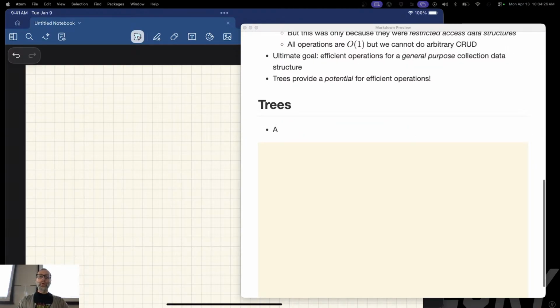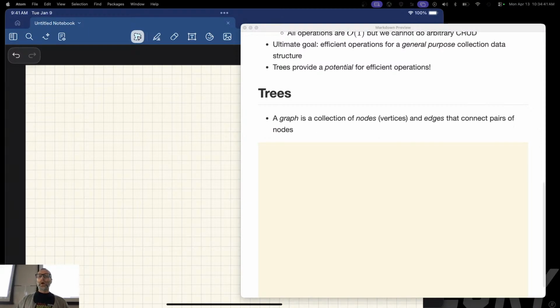A graph is a collection of nodes, or sometimes we call them vertices, and edges that connect pairs of nodes. Generally in computer science, we call them nodes because they're actually storing data, and it's more than just a vertex, a circle or whatever. It actually has data inside that circle, and so we call them nodes. But in pure graph theory and mathematics, they call them vertices. But we both call them edges.